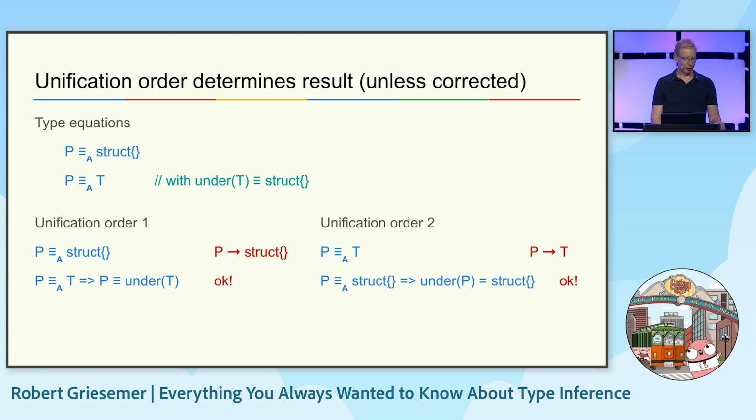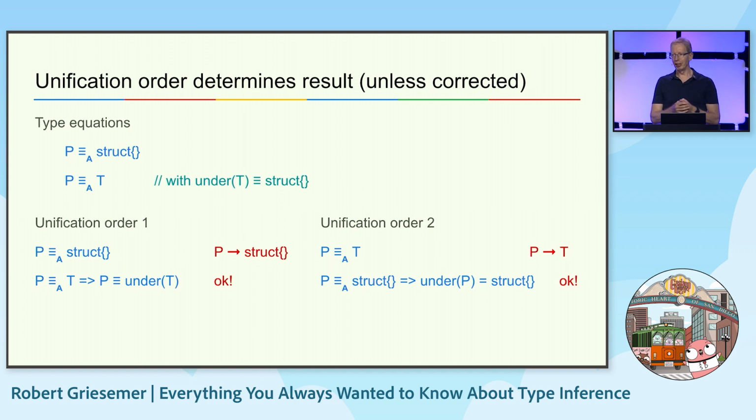In this unification order on the left-hand side, number 1, the first type that is matched against the type parameter p is a struct. So we infer p must be struct, an unnamed struct literal. When we then later see the type t, because we unify for assignability, we look at the underlying type of t. The underlying type of t is struct. We compare struct against struct. Everything is happy, and type inference succeeds. And the result is p must be struct.